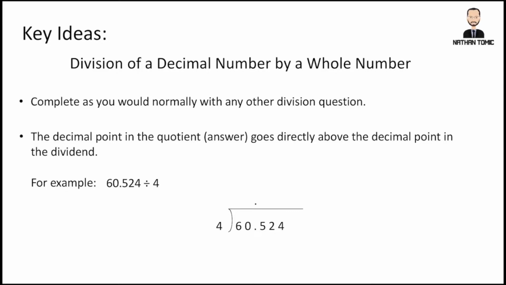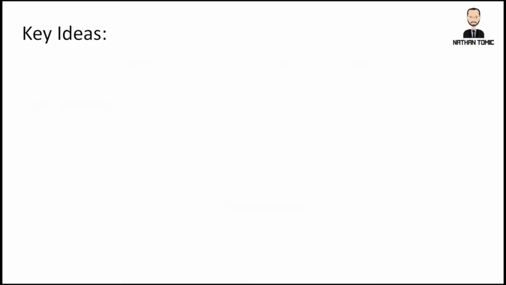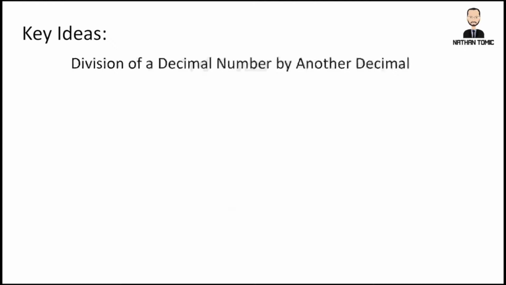And now we just go ahead and do our division, pretending the decimal's not there. So 4 into 6 goes once, and we carry across 2. 4 into 20 goes 5 times. 4 into 5 goes once, carrying 1 across. 4 into 12 goes 3 times, and 4 into 4 goes once. Our answer at the end becomes 15.131.